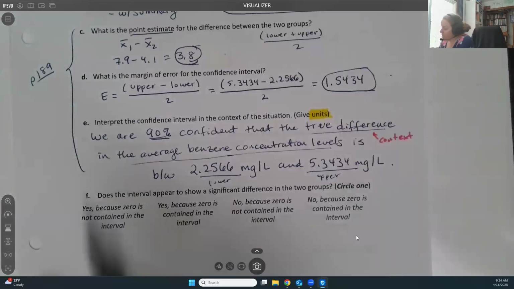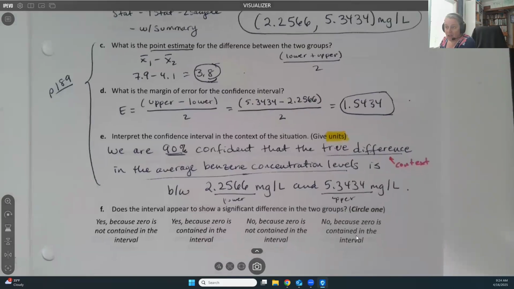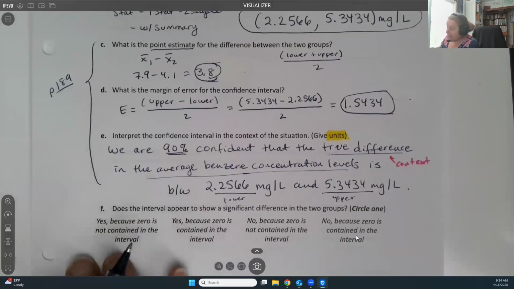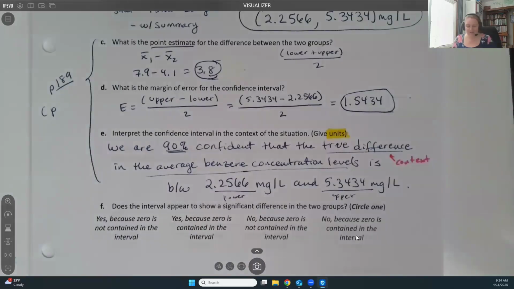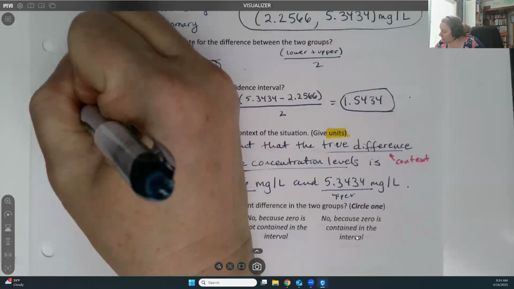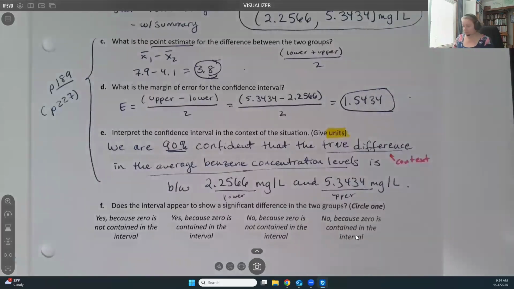Oh, and this was all on page 189, which is your chapter 9 flow chart. It'll actually also be on page, hold on. What is the chapter 11 flow chart for confidence? 227. So it's also on 227 when you do that one. It's on there.